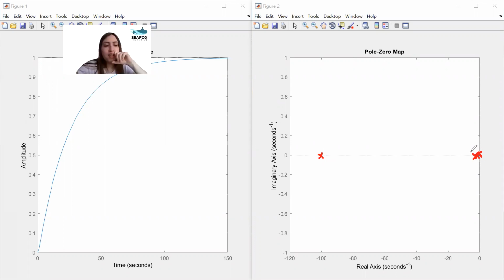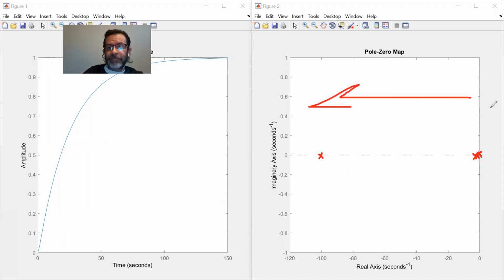I was going to say that they are real. They're real, correct. They're real. That's why we have an exponential slow response. We don't have any oscillation because we don't have an imaginary part. The other characteristic is that they're all on the left-hand side. They're all negative. That's why the response is stable.